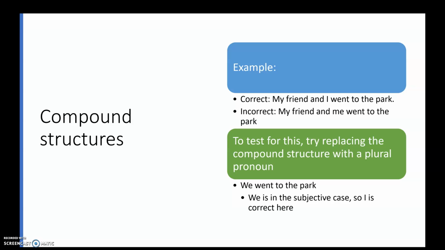The second way we can do this is to take my friend and I. You're talking about two people, right? So replace the compound structure with a plural pronoun. So we went to the park. That sounds good. Us went to the park. That doesn't sound good. Well, us is in the same case as me, so now we can go back and we know that me is incorrect. We know that we was correct, and we is in the subjective case, so we know the correct answer should be my friend and I went to the park.